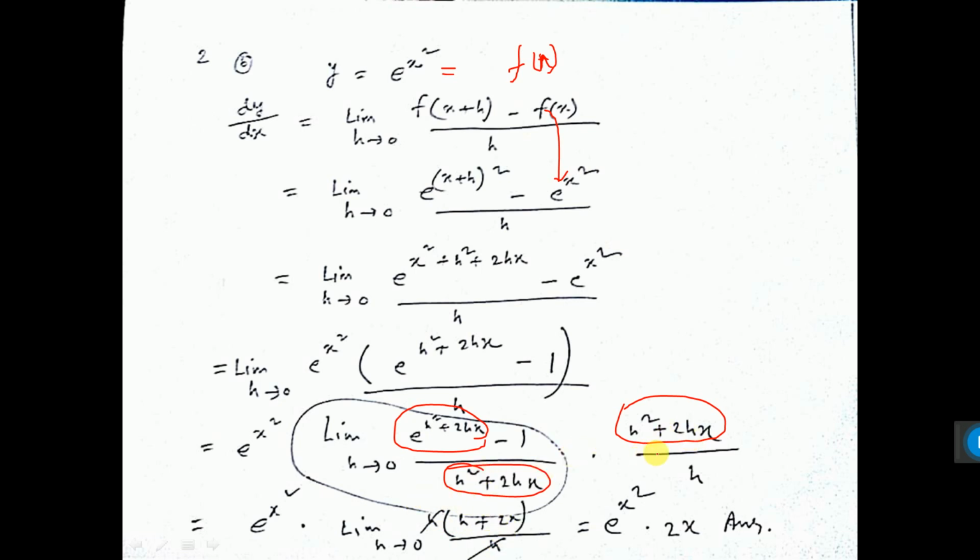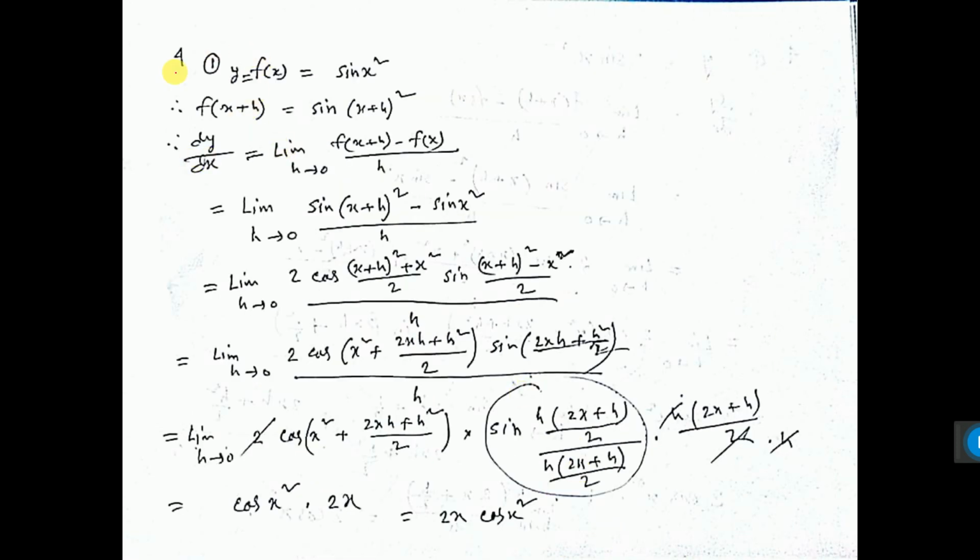And here if you put limit h tends to 0, you can take a common, then the down and this one cancel. So what is left? a plus 2x. So as h tends to 0, if you put 0 here, only 2x is left. So e to the power x square into 2x. And why is e to the power x square coming outside? Because no a-containing term is there. That's why it has come outside of the limit.